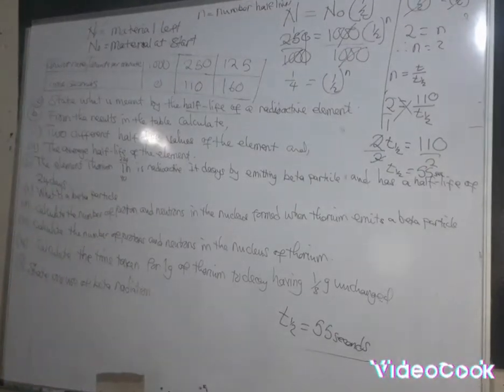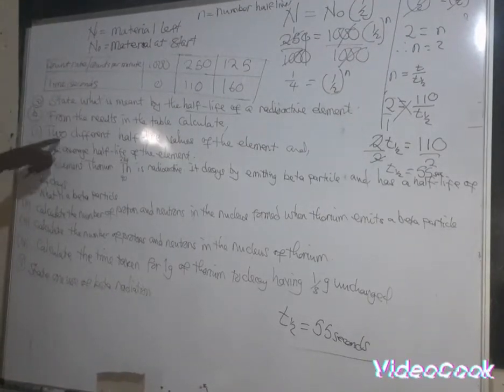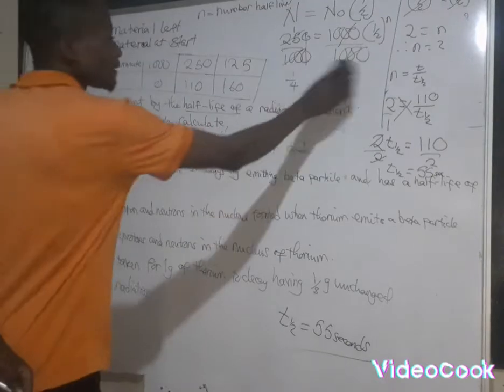Have we finished? Okay, now the second half-life. Remember the question is we need to find the two half-lives, two different half-lives. So we need to do the similar procedure.